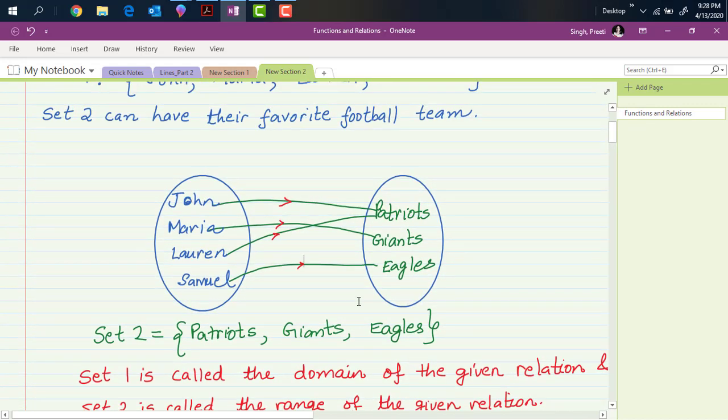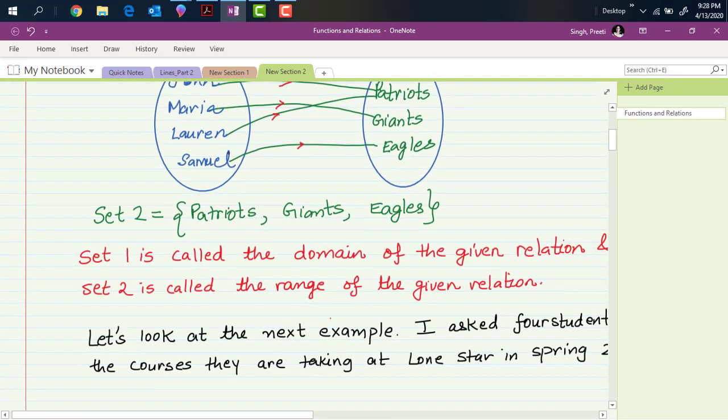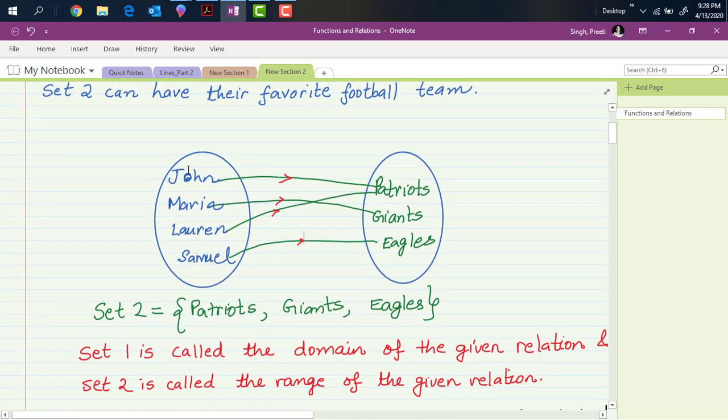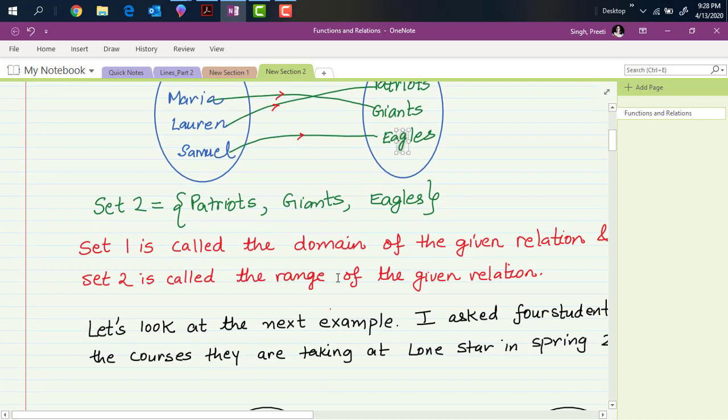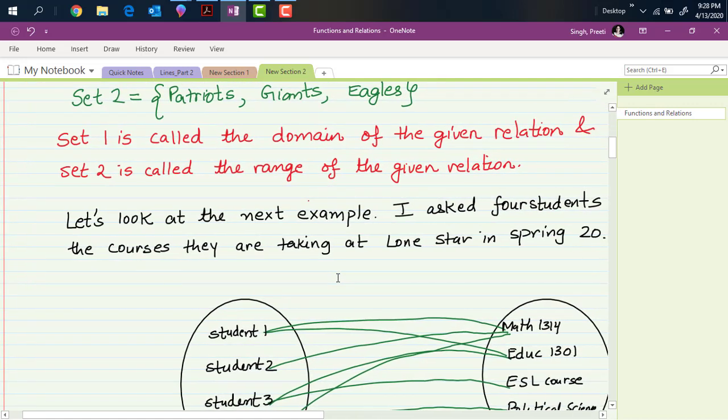If I have to write the domain and range, I will write domain equals, in set notation, curly braces, John, Maria, Lauren, and Samuel. In the curly braces for the range, I'll have Patriots, Giants, and Eagles. Okay, so let's look at the next example.